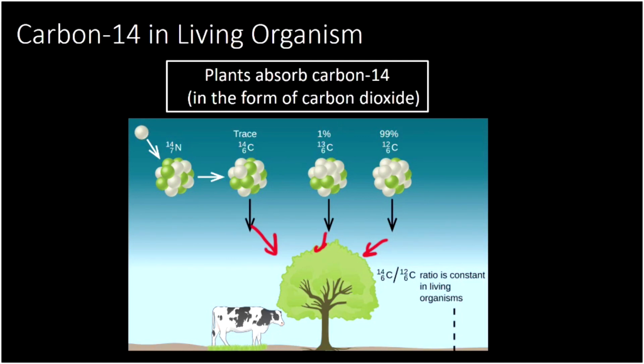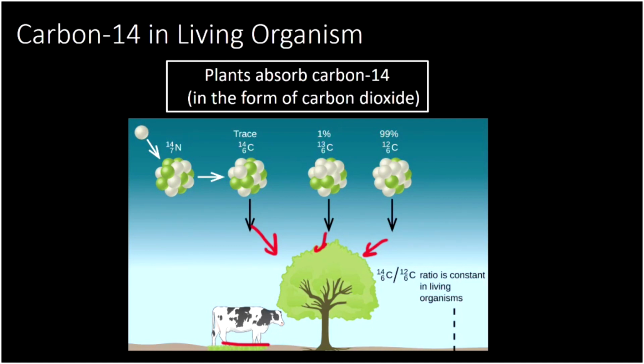And then here's the thing. Guess what happens? Those plants now have trace amounts of carbon-14 in them, and then other organisms, like cows, come along and eat the grass or they eat the trees, and they also then get trace amounts of carbon-14. By the way, then we come along and we eat cows or we eat trees. I don't know if we eat trees, maybe the fruit off of trees. Anyway, we get trace amounts of carbon-14 in our bodies as well.